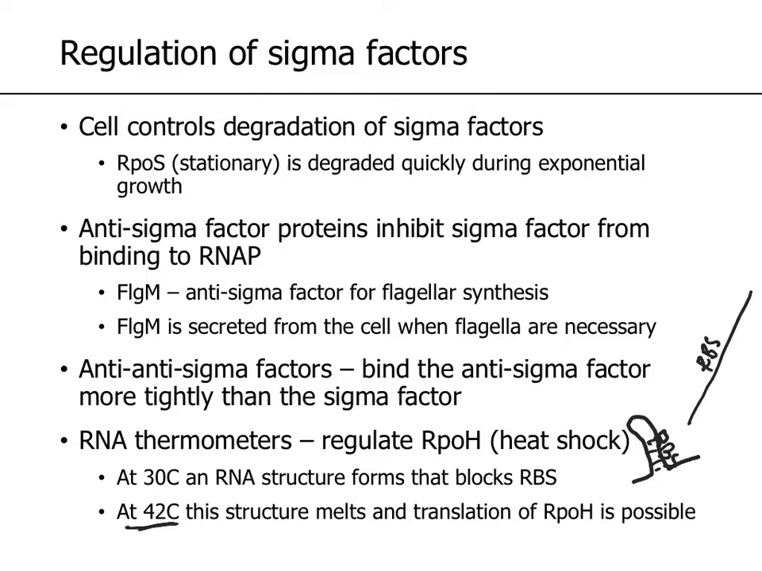Does that make sense? Yeah. For the anti-anti, yes. So is it blocking the anti-sigma factor from binding? Yes. So this will bind to this, and it essentially sequesters that away, and then the anti cannot bind the hip. Okay.